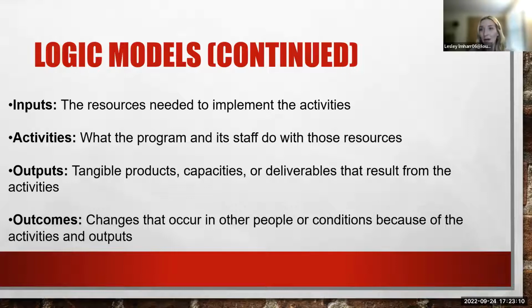And lastly, outcomes. This is probably what's most important to think about and really dream about, in terms of pie in the sky thinking. What changes can occur amongst people or conditions because of the activities and outputs? And I'll show you an example in a minute where we really think about, what are the short-term outcomes? What are the mid-size outcomes? And what are the long-term outcomes?